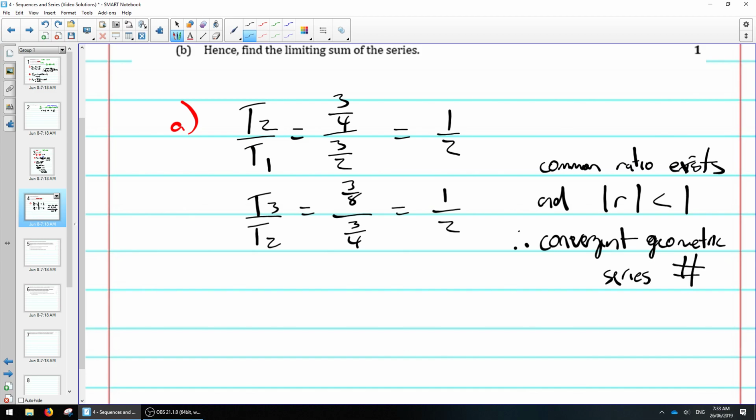Alright, so to show that it's a geometric series, there needs to be a common ratio. To show that it's a convergent geometric series, the absolute value of that common ratio needs to be less than 1. So you just need to show those 2 things and you're good to go.